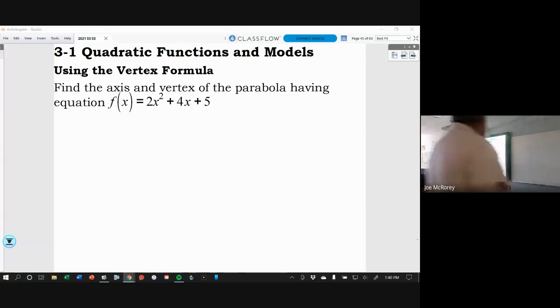On this problem, all we're doing is looking for the axis of symmetry and the vertex. We're not going to graph this. We're not looking for the zeros. We're just wanting the axis of symmetry and the vertex.